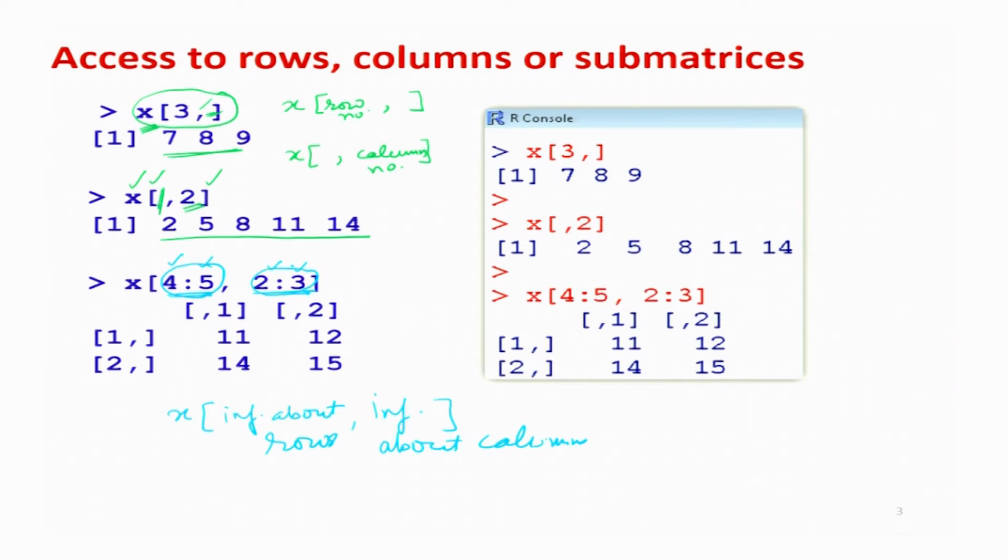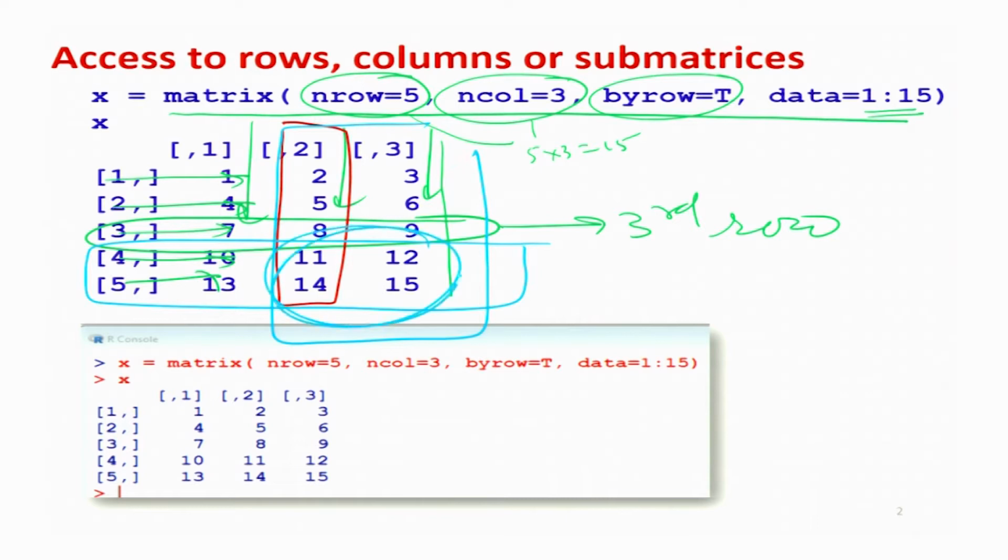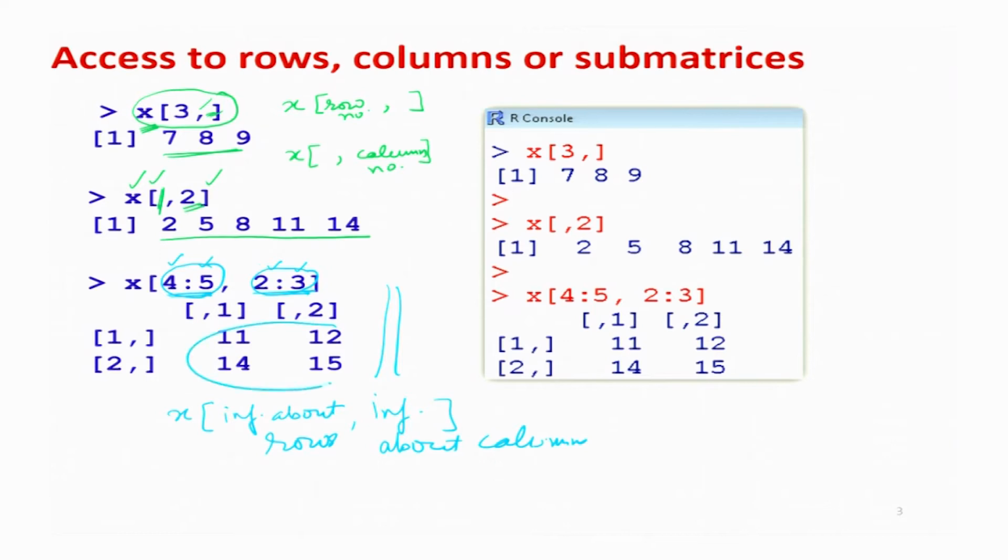Now you can see here this is the outcome, and if you look at what the fourth and fifth rows and second and third columns are, these are your fourth and fifth rows, and this is the second and third columns. So this is your intersection: 11, 12, 14 and 15, and this is the outcome. You yourself can verify it by doing it in the R console. That is how we can know these values.